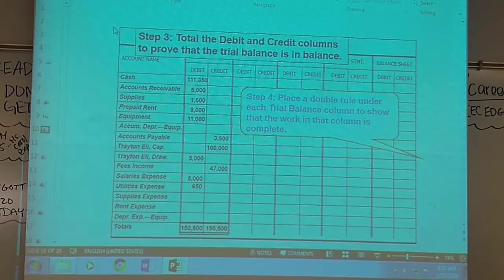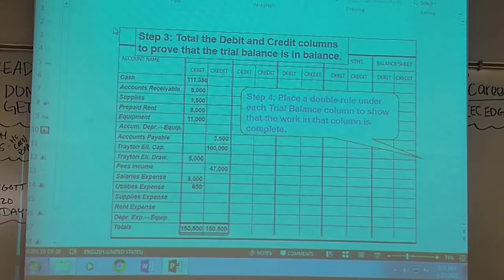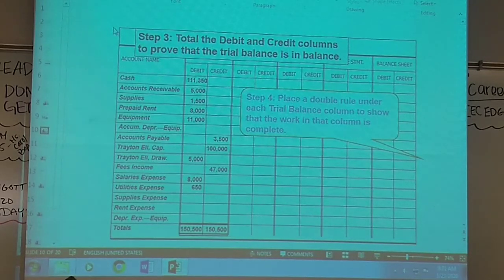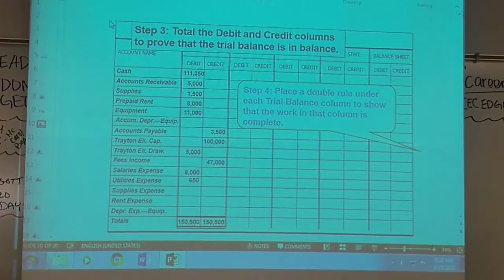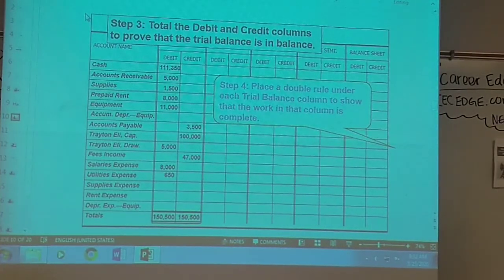Step 3, you want to total the debit and credit columns to prove that the trial balance is in balance. So here, again, these need to balance. If they don't, something's wrong. Either you entered a number wrong, you're missing a number, or something's wrong with your addition. So make sure that those two balance.